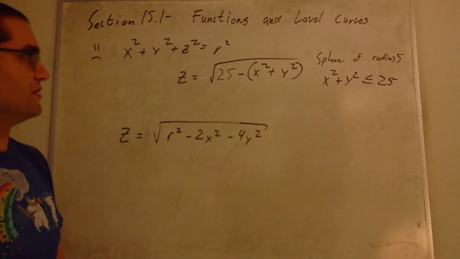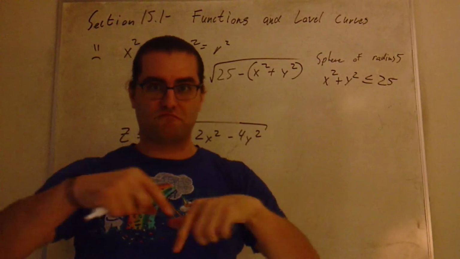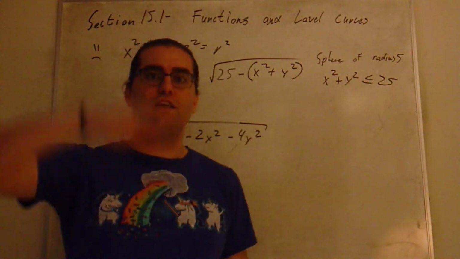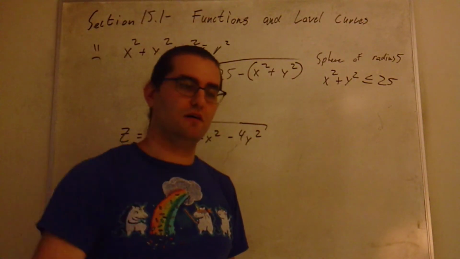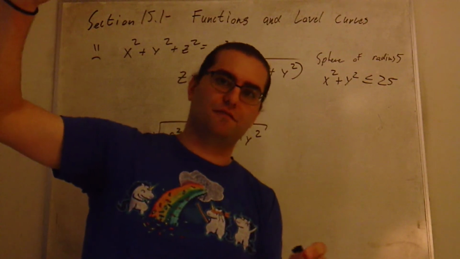If their distance from the origin is exactly 5, then you're on the plane. If your distance from the origin is less than 5 on the plane, that means you have a height or a depth above or below that plane. And your three-dimensional distance from the origin is still going to be 5.